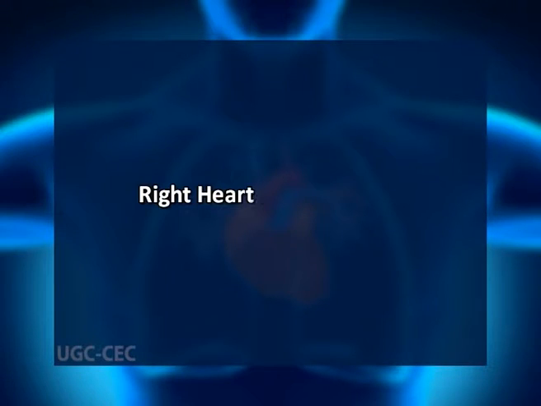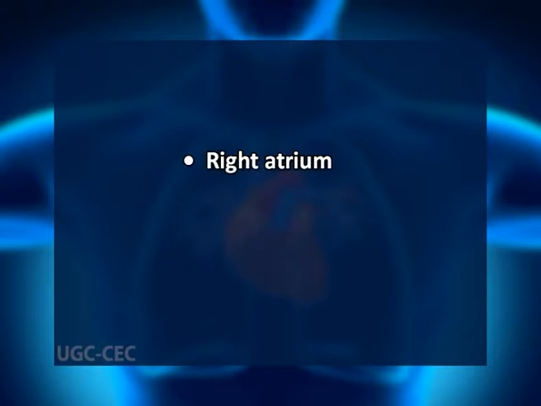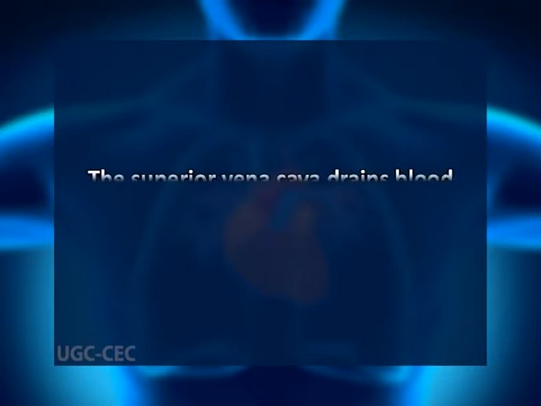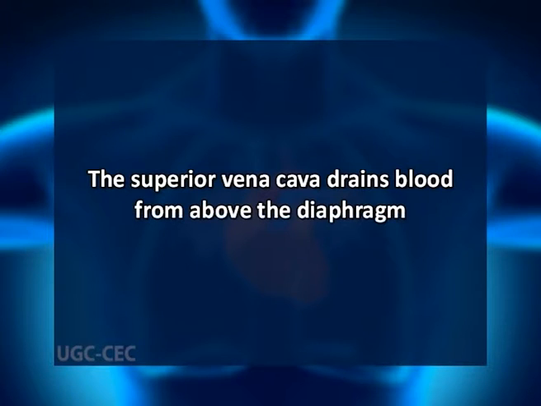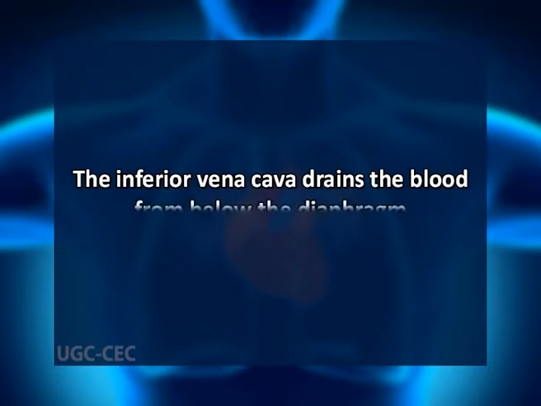After understanding the position, structure, chambers and valves of human heart, let's now describe the right heart and the left heart. The right heart. The right heart includes right atrium and right ventricle. The two major systemic veins, the superior and inferior vena cava, and the collection of veins that make up the coronary sinus empty into the right atrium. The superior vena cava drains blood from above the diaphragm. The inferior vena cava drains the blood from below the diaphragm.